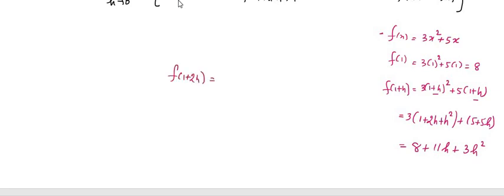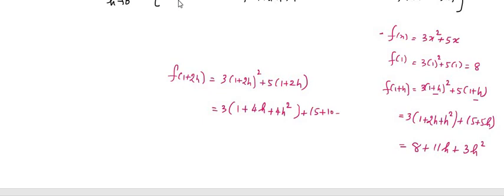See what we are getting: f of 1 plus 2h. F of 1 plus 2h is what? 3 into (1 plus 2h) the whole square plus 5 into (1 plus 2h). If I expand this one, 3 into 1 plus 2h, that is 2 into 2ab, so I will be getting 4h plus the h square term. What is the h square term? That is nothing but 4h square. Plus this, I will be getting 5 plus 10h.